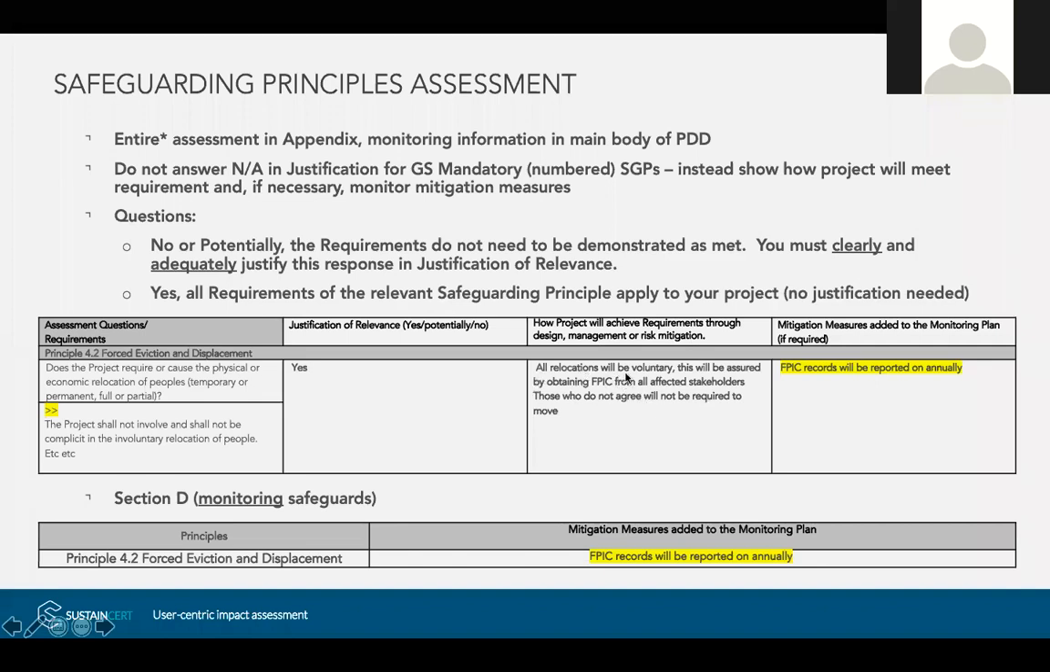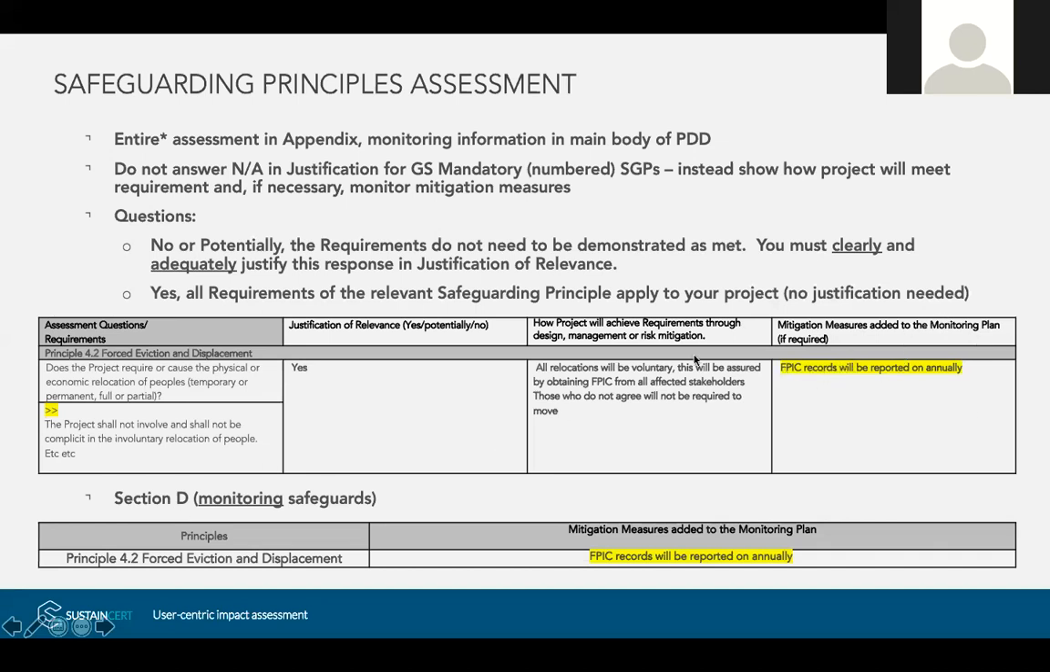All relocations will be voluntary, and will be assured by obtaining free, prior and informed consent from all affected stakeholders. And in this example, it's pretty clear that for this to be a credible statement and a credible demonstration that this requirement is met, it has to be monitored. So there is what's called a mitigation measure that's been added to the monitoring plan.